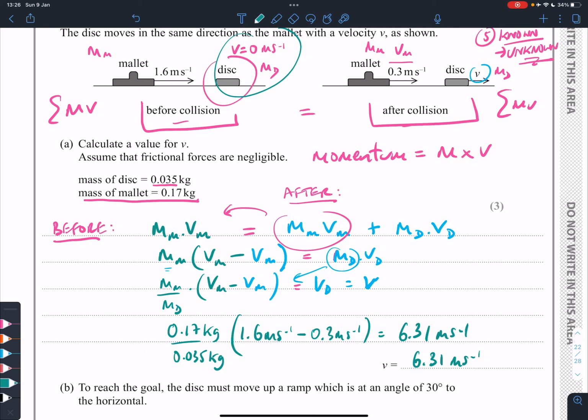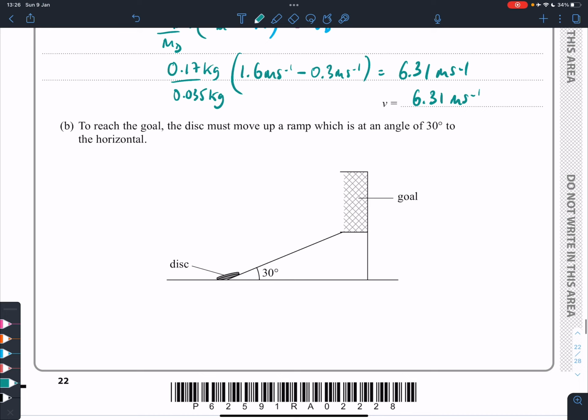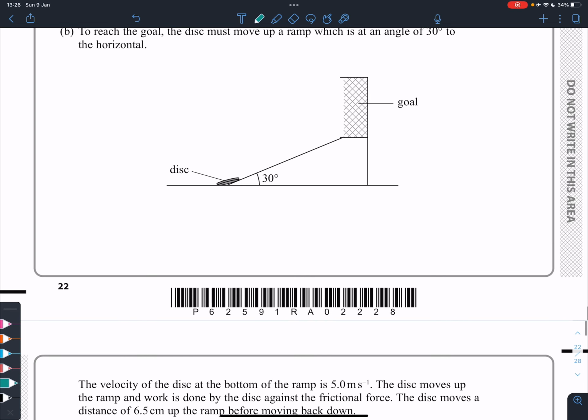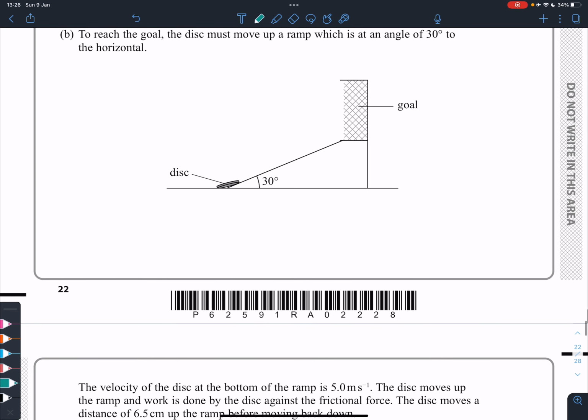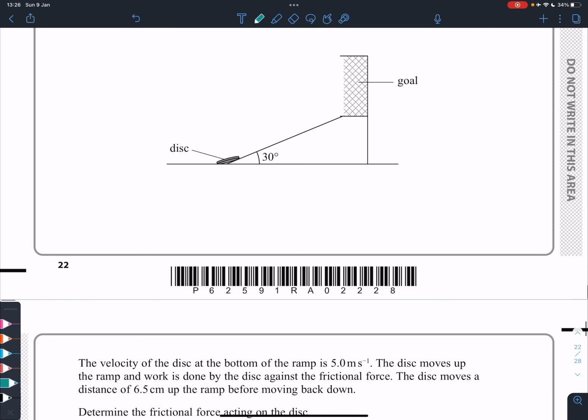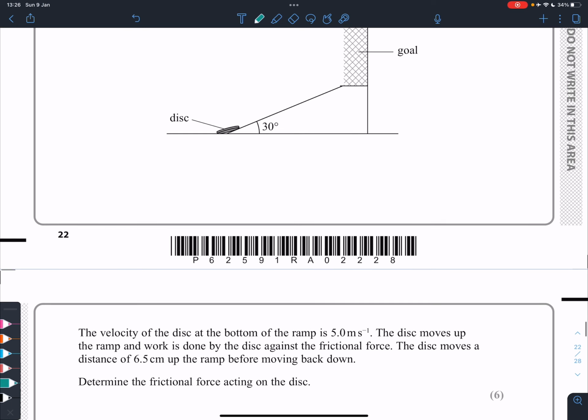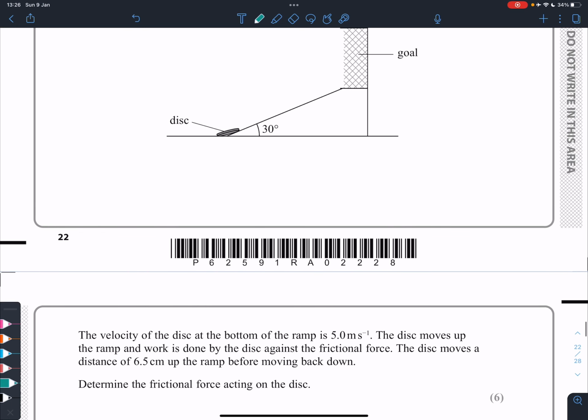Right, to reach the goal, the disk must move up a ramp which is at an angle of 30 degrees to the horizontal. Let's have a look at this. This is interesting. The velocity of the disk at the bottom of the ramp is 5 meters per second. The disk moves up the ramp and work is done by the disk against the frictional force. This is all getting a bit confusing. The disk moves a distance of 6.5 centimeters up the ramp before moving back down. Determine the frictional force acting on the disk.